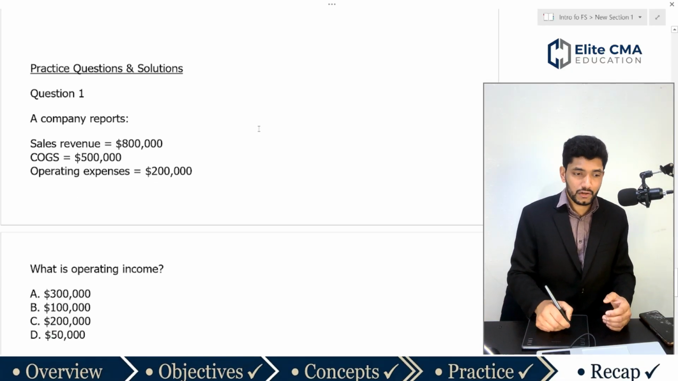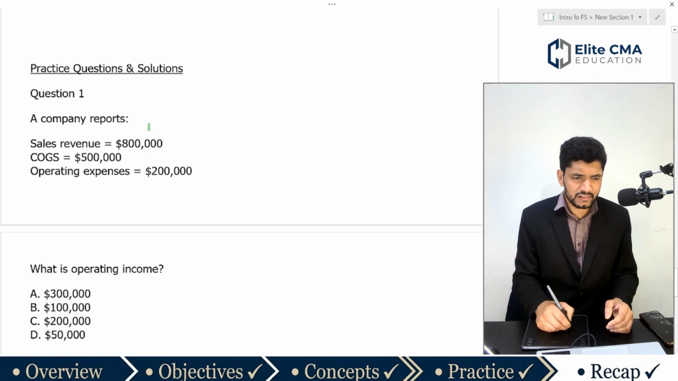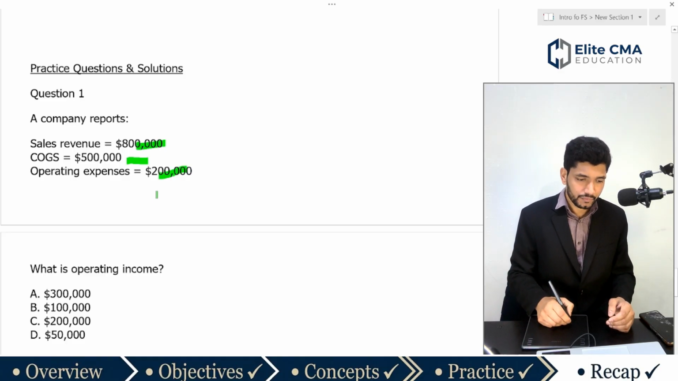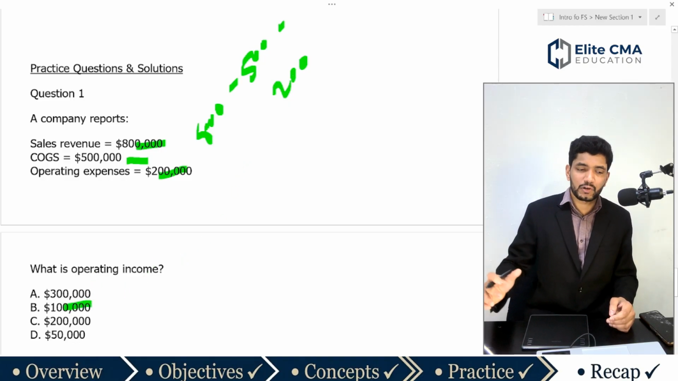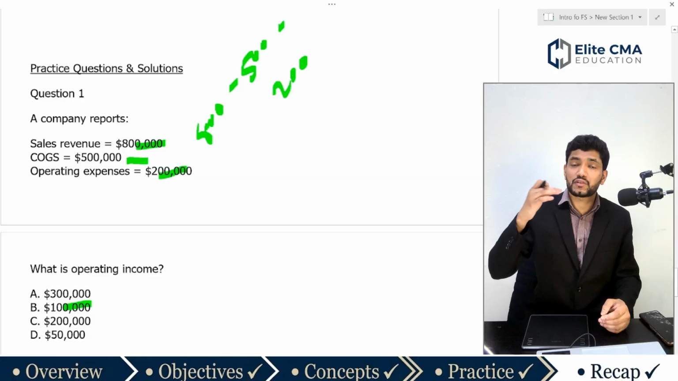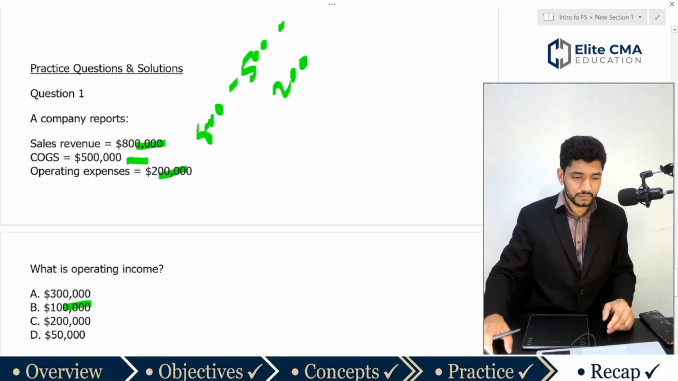So let's move into the multiple choice questions. A company reports sales revenue of 800,000, cost of goods sold 500,000 and operating expense 200,000. What is the total operating income? It has to be 800 minus 500 minus 200. So in this case it is 100,000. In the operating income, the cost of goods sold and the operating expenses both have to be removed from the total sales revenue to get the operating income.